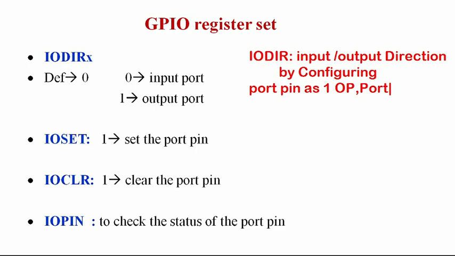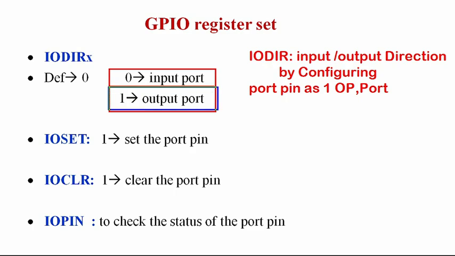By configuring the port pin as 1, I can configure it as the output port, and by configuring 0, I can make it an input port. So if you want to configure it as the output port, you need to configure the bit equal to 1, and if you want an input port, you should make it 0. So how to do that, sir? One example I'm giving here. I want to configure a port pin as an output port.